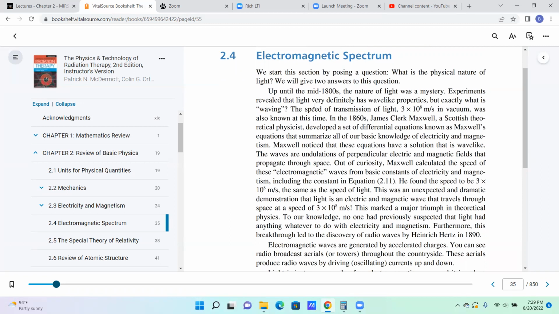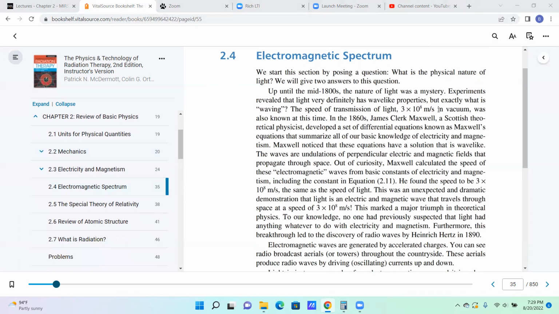So, the electromagnetic spectrum. What does this have to do with us? It talks a little bit here about light and what a mystery it was. The speed of the transmission of light in a vacuum was also known in the mid-1800s.